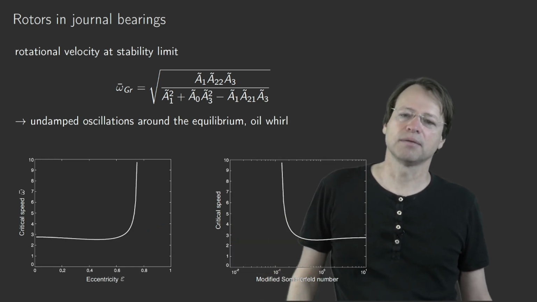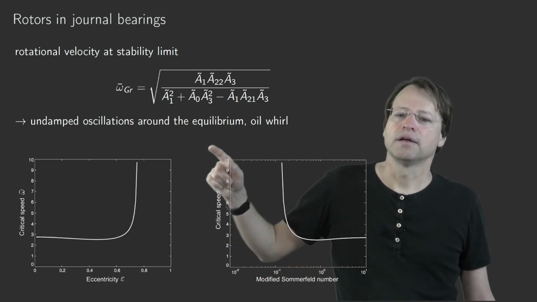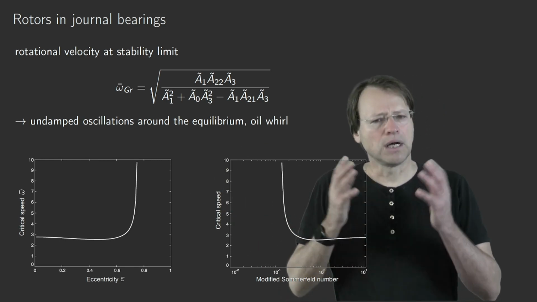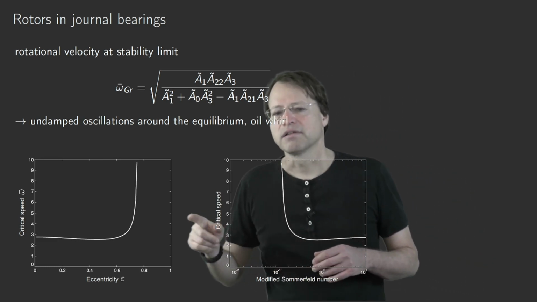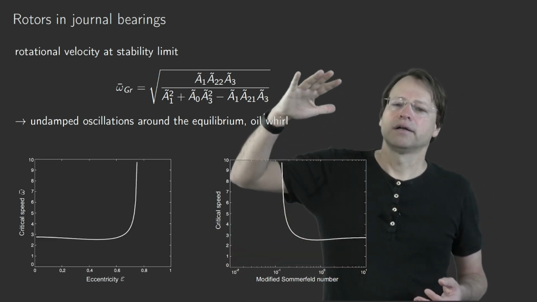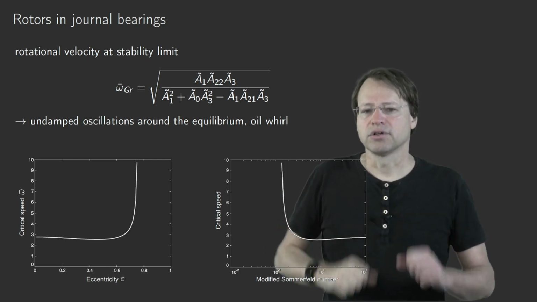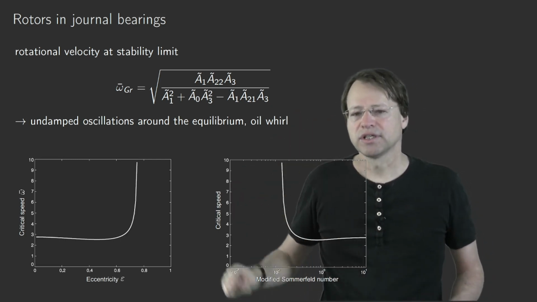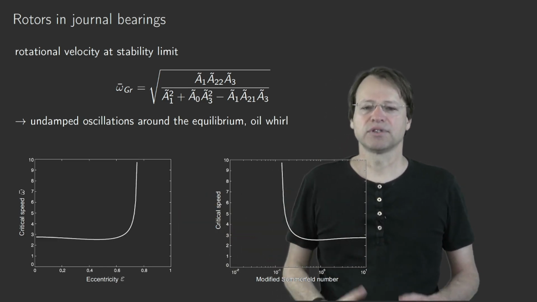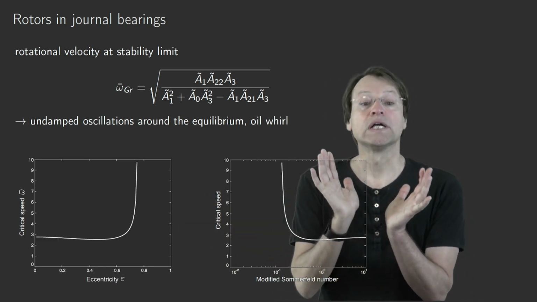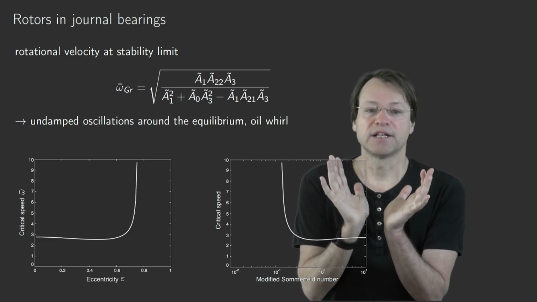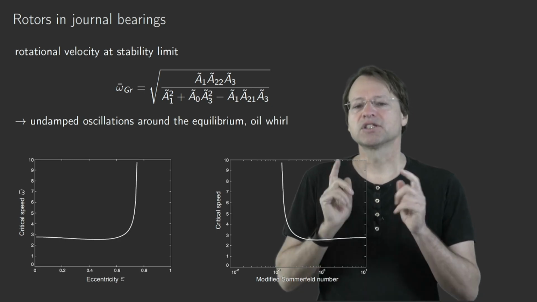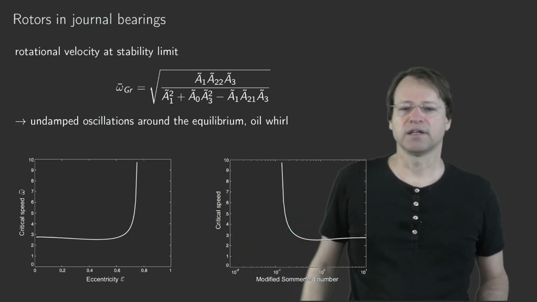And you can see that for highly loaded rotors, where the eccentricity becomes really large, the critical speed becomes very, very high. And if you ask yourself, why is this the case? Think you have a very high external force pushing your shaft to the bearing housing, so the radial distance becomes really, really large. Then of course the lubrication film will create a very, very high restoring force, and this stabilizes the rotor against that instability.